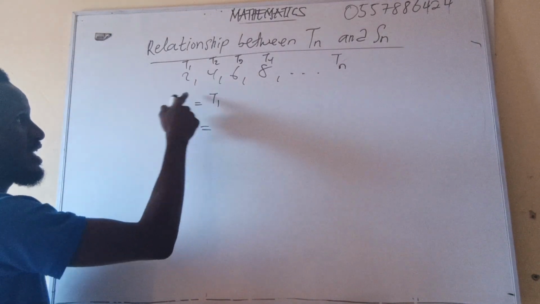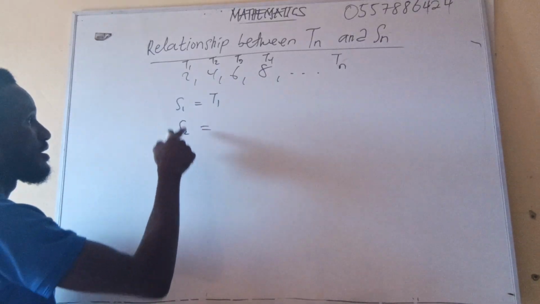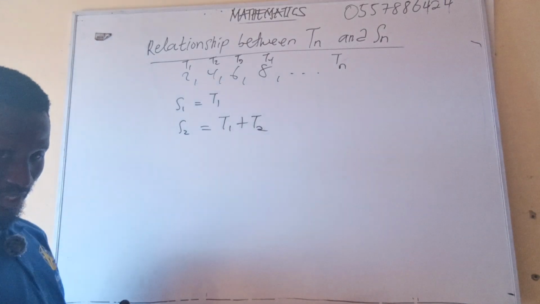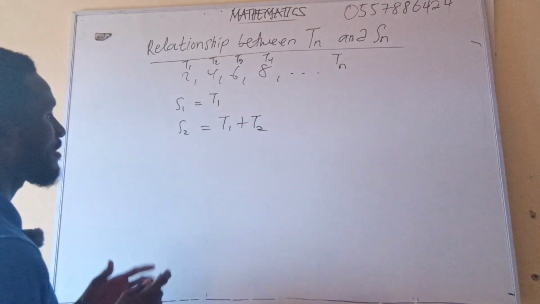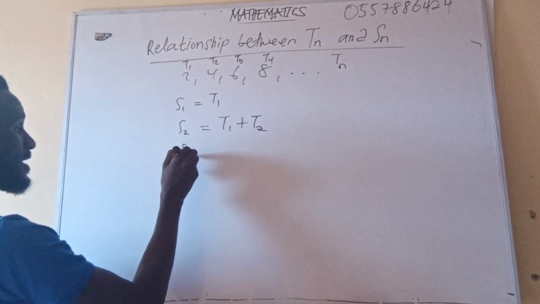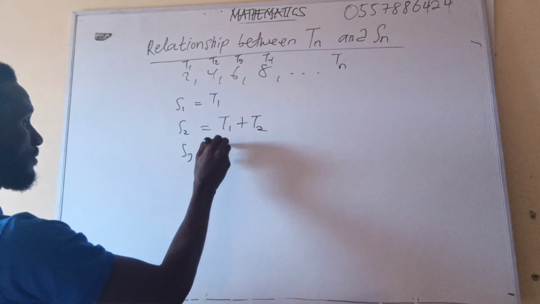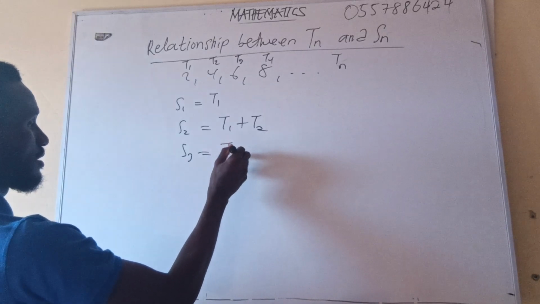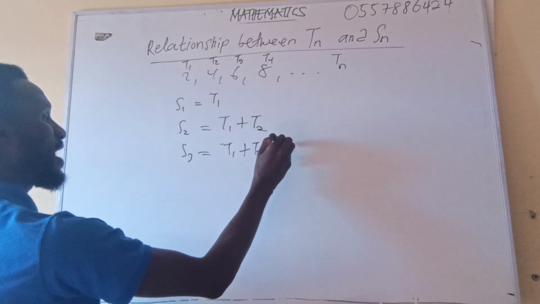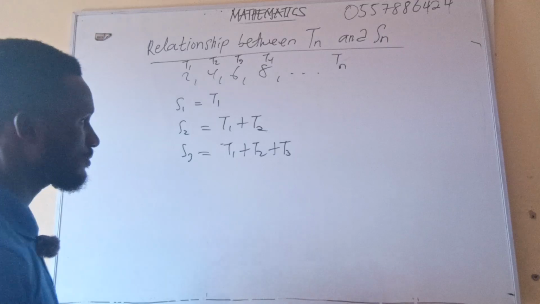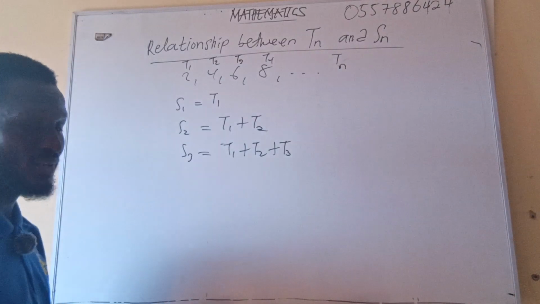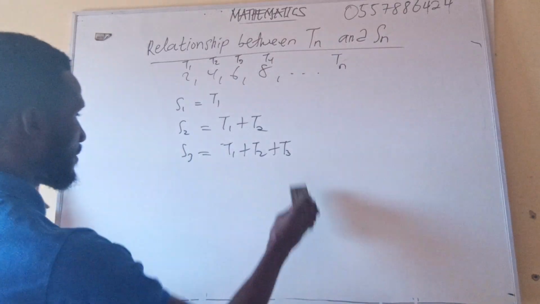Now what's the second sum? The second sum is adding the first two terms, that is this one plus this. We're going to have T1 plus T2. You get it? Good. Now follow me closely. When you're looking for the third sum, you're going to get T1 plus T2 plus T3. You see how simple that is? Now let me do some small deduction here.